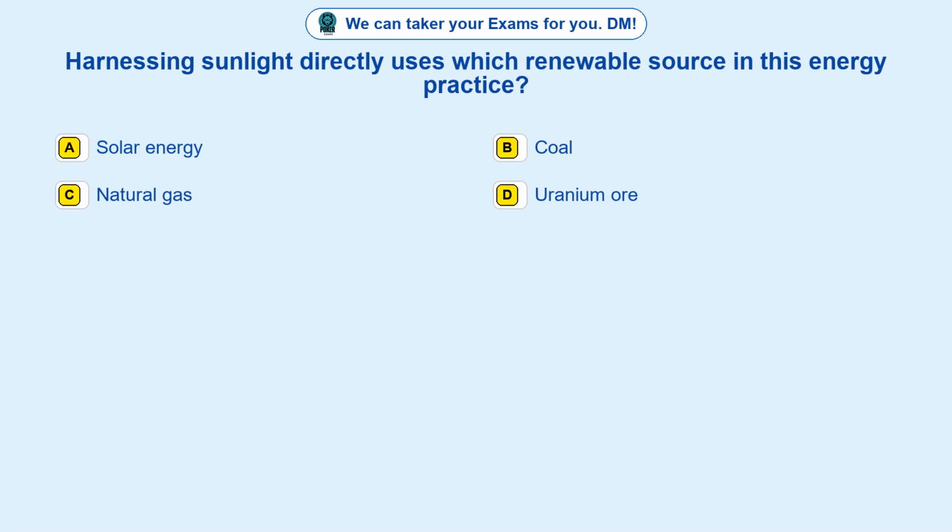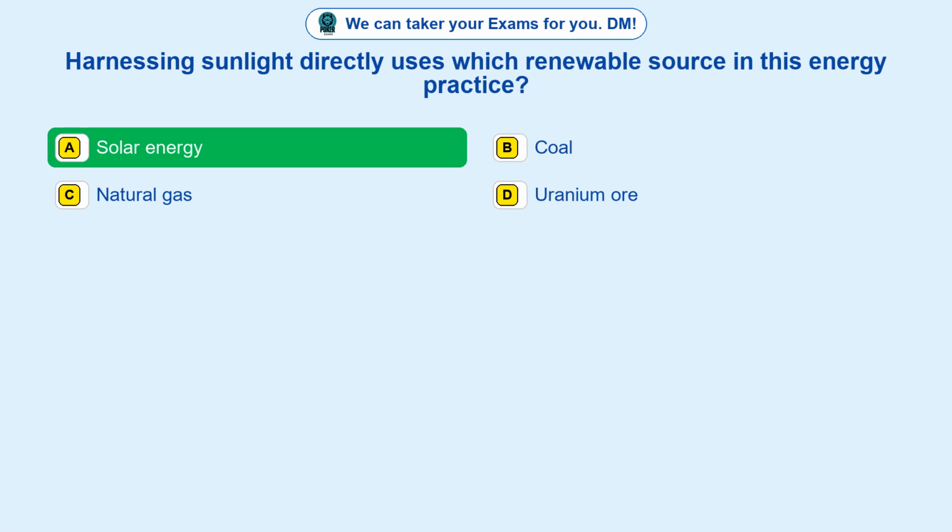Question 98. Harnessing sunlight directly uses which renewable source in this energy practice? Option A, solar energy. Option B, coal. Option C, natural gas. Option D, uranium ore. The correct answer is option A, solar energy.